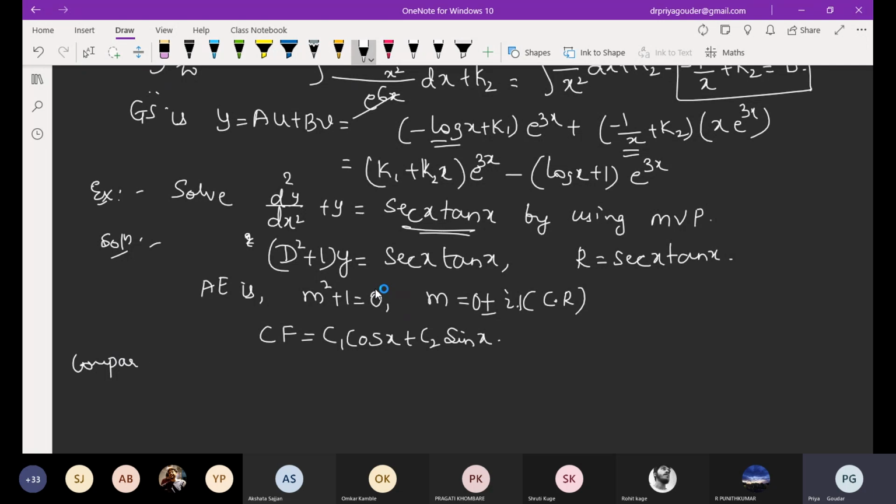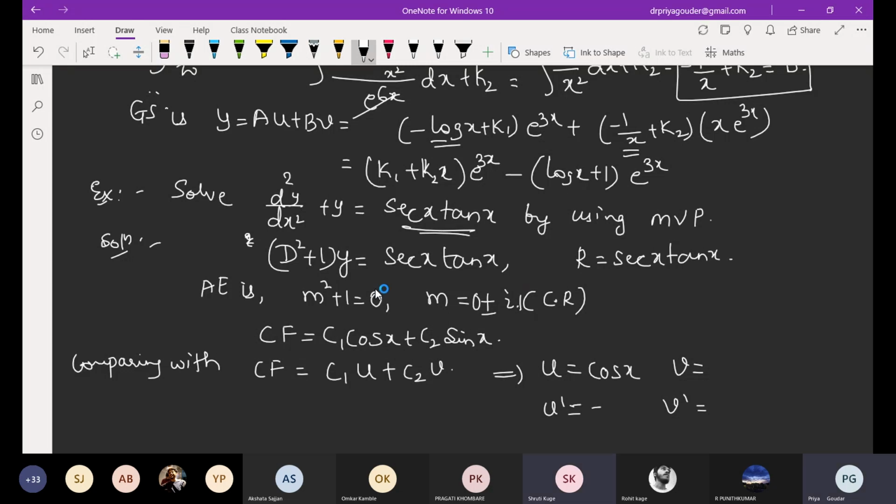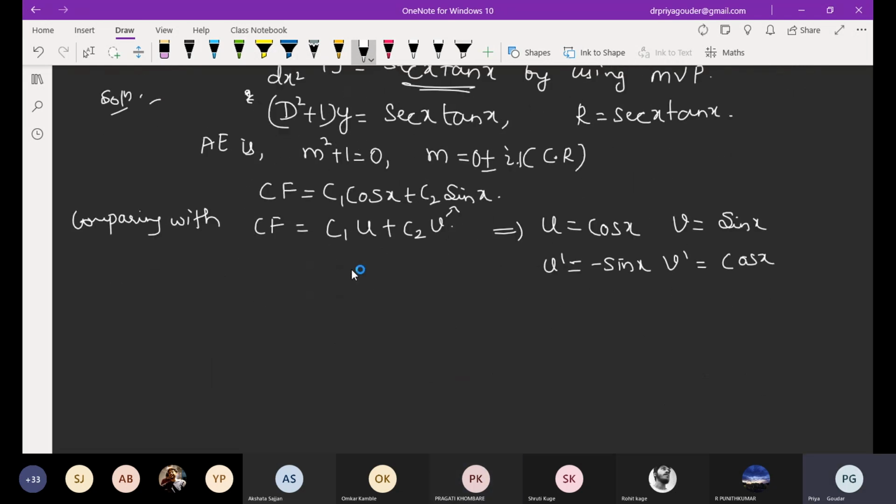This CF should be compared with which form? C1u plus C2v. What is u? Cos x. What is its derivative? Minus sin x. And what is v? V is sin x. What is the derivative of sin x? Cos x. Let us find W.